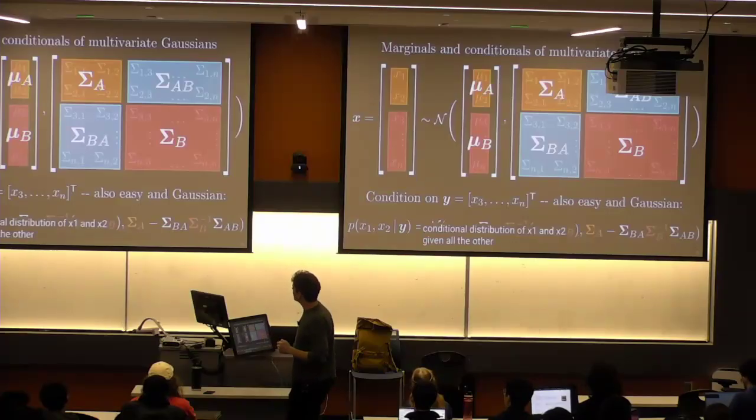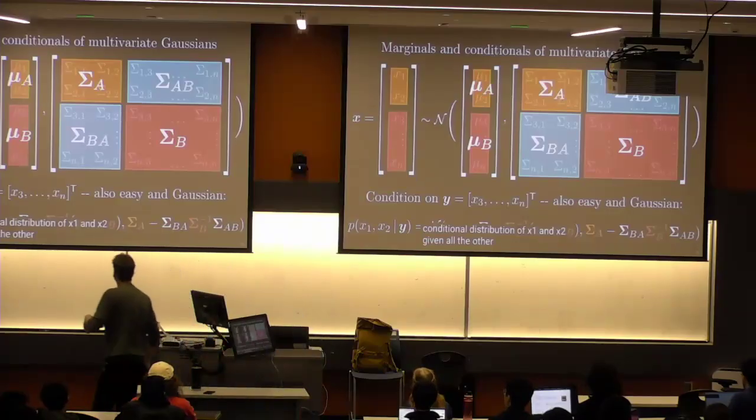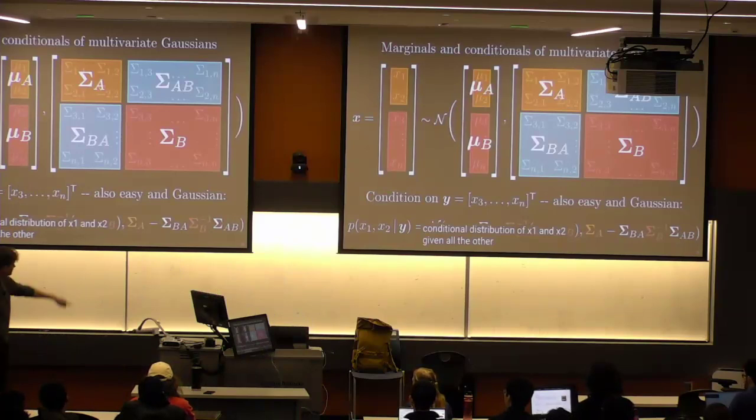So he's talking about if you know x3 through xn, how can you use that to guess the distribution of x1 and x2? And it's given this handy formula here.